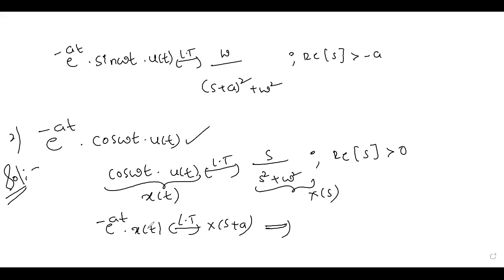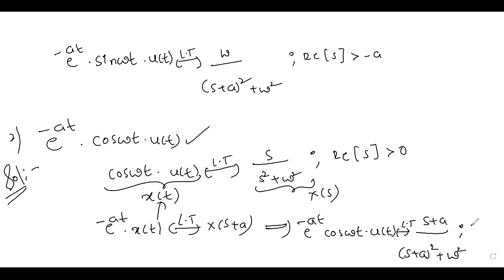So by applying this property, in place of x of t we write e power minus a t into cos omega t into u of t. What is its Laplace transform? X of s plus a. Wherever s is there, I have to replace it with s plus a, giving s plus a over s plus a whole square plus omega square. Same ROC, real part of s greater than minus a, because s is replaced with s plus a. Okay. So these two are the pairs.